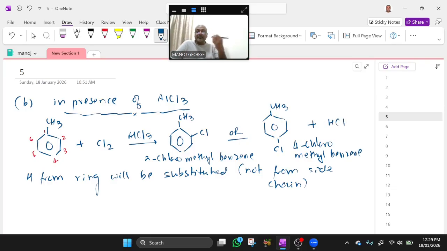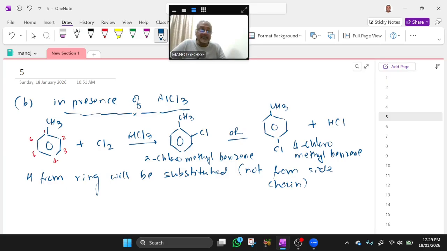So that means if they ask you to write an equation, you can write either 2-chloromethylbenzene or 4-chloromethylbenzene and put HCl as your secondary product. Have you understood? If they give you only one box and say draw the structure of the organic product formed, you are allowed to draw 2-chloro or 4-chloro. Has everyone understood?